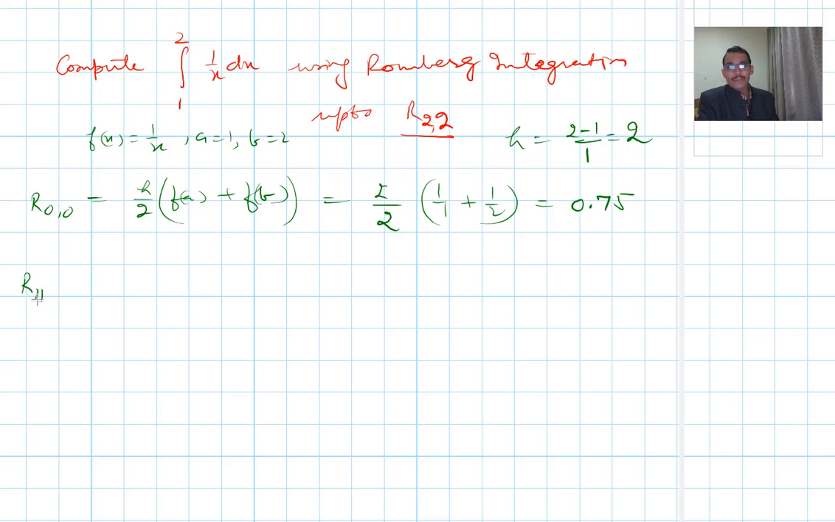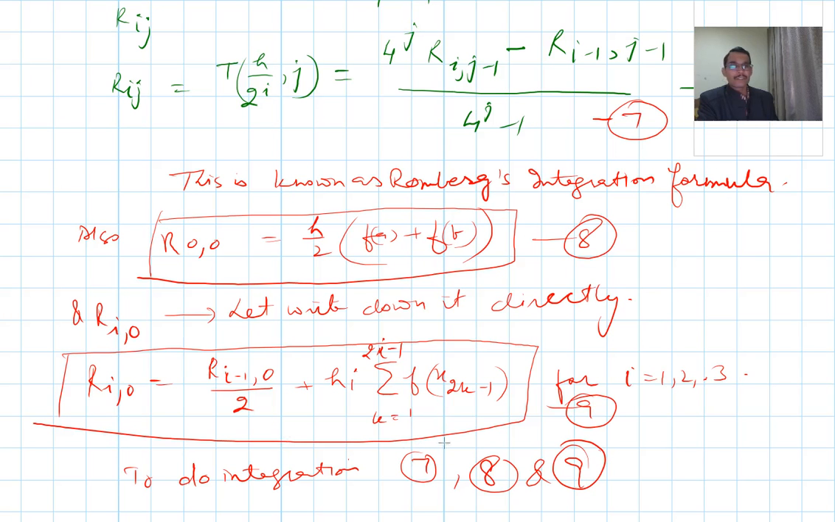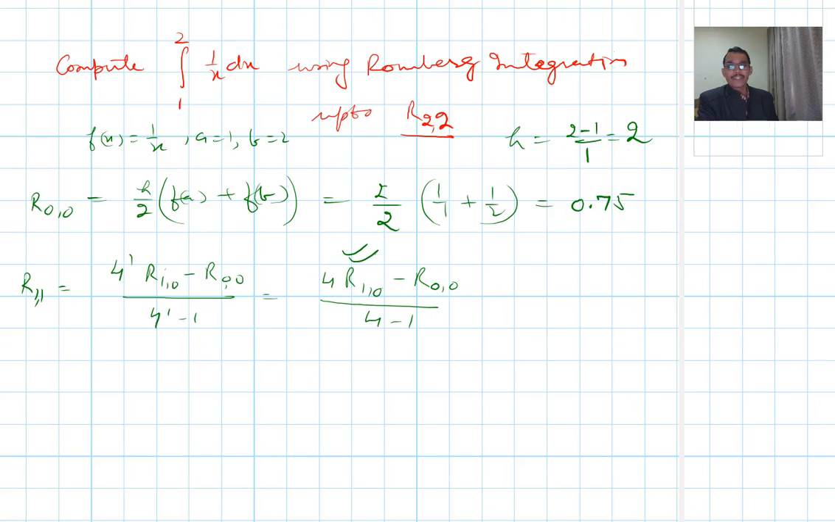Let us try to find out R11, and this R11 can be written, using equation number 7, as 4 raised to power 1 R10 minus R00 whole upon 4 raised to power 1 minus 1, that is, 4R10 minus R00 divided by 4 minus 1. Now here we need to evaluate R10. So using equation number 9, we can evaluate this R10.